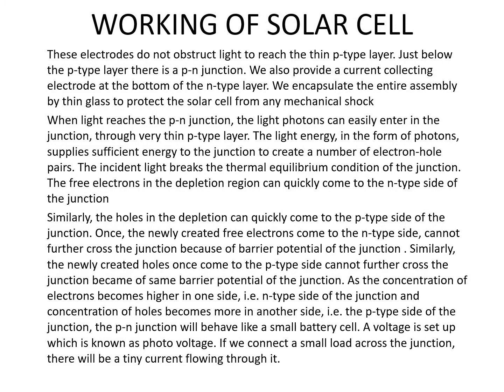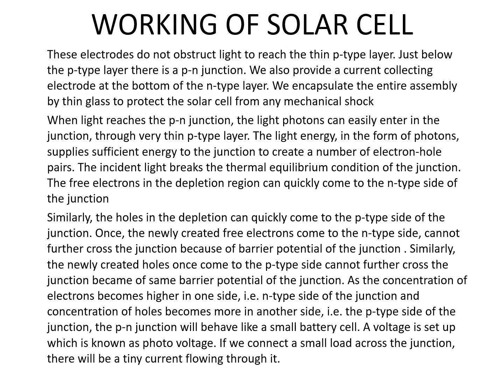So now let's see the working of solar cell. These electrodes do not obstruct light from reaching the thin P-type layer. Just below the P-type layer there is a PN junction. We also provide a current collecting electrode at the bottom of the N-type layer. The entire assembly is covered by thin glass to protect the solar cell from any mechanical shock.